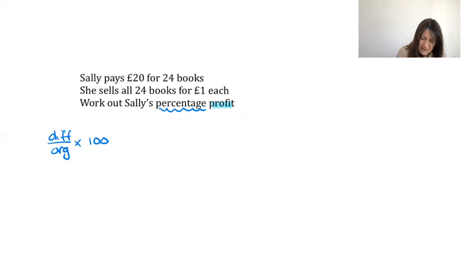So she pays £20 for 24 books and then she sells them all for £1 each. So she sells them for a total of £24. So 24 take away 20 will give us the profit. Okay, so that's our profit. It's also our difference between the cost of buying them and then selling them. So our difference is 4. The original cost of them was 20, and then you times through by 100.